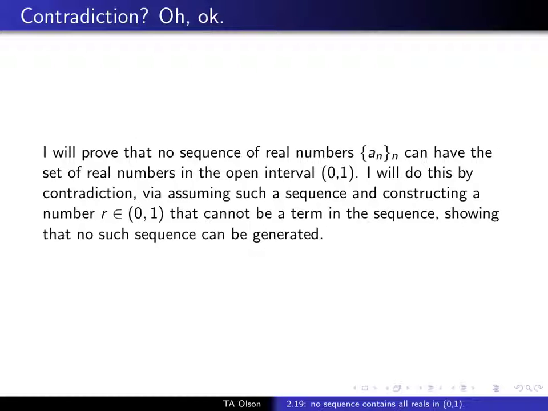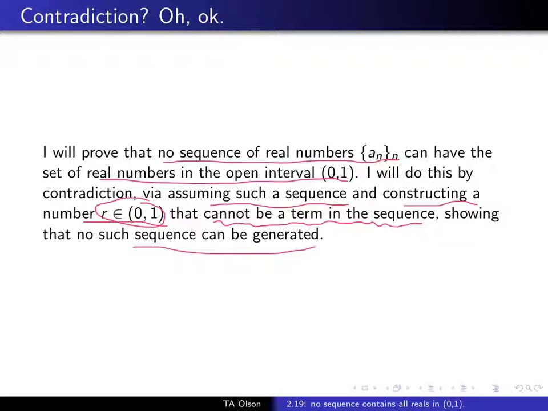But what I'm going to do is prove that no sequence of real numbers can have the whole set of real numbers in the open interval 0 to 1 by assuming that we can create such a sequence, and then I'm going to construct a number that will not be a term in the sequence. Regardless of which kind of sequence I have, just assuming that a sequence exists, I haven't placed any restrictions on it, but I'm going to show that I can construct a number that is not in that sequence. Therefore, no such sequence can exist. I get a contradiction disproving my original claim.